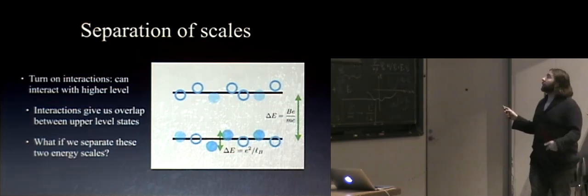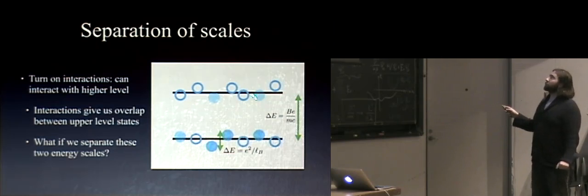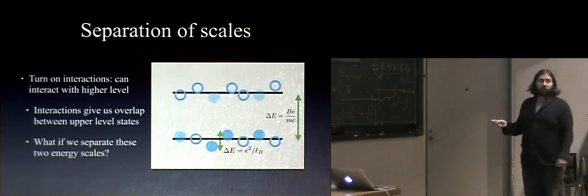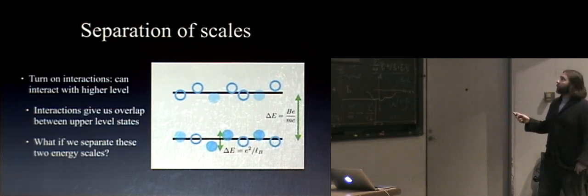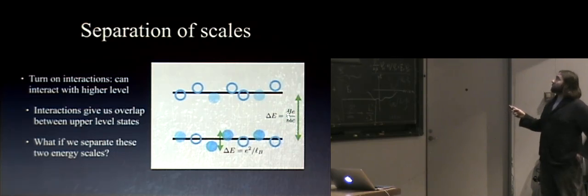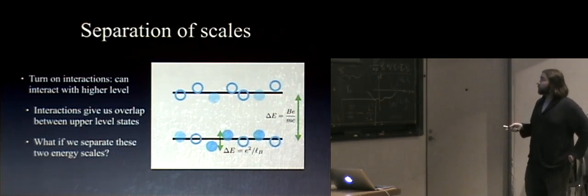The first energy scale is just the original non-interacting gap between how much it costs to put electrons in this level versus how much it costs to put electrons in this level. In other words, how much it costs to take an electron from down here and pop it up here. And that's the cyclotron energy. It scales with the magnetic field. It scales as 1 over the electron's mass, so on and so forth.